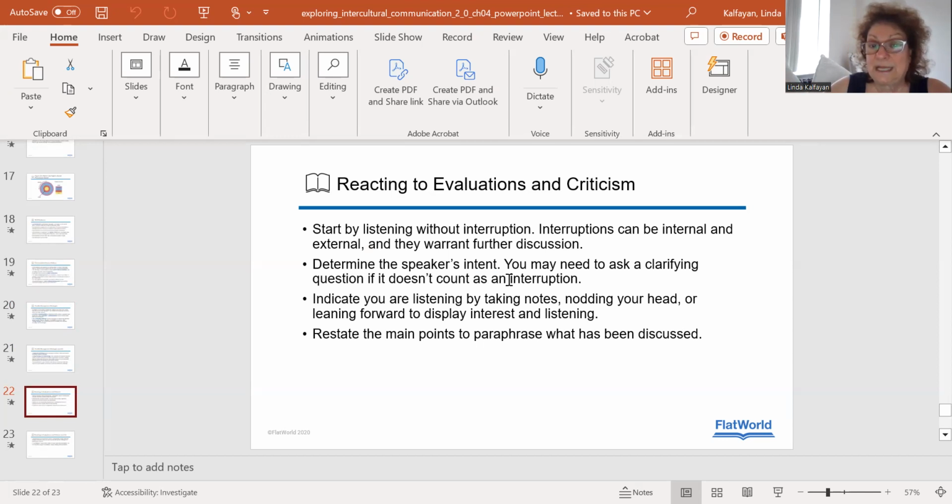Determine the speaker's intent. So again, when you are starting a conversation, when you're listening at a workplace meeting, you need to ask a clarifying question if it doesn't count as an interruption. We always like verification because that gives us more information. Indicate you are listening by taking notes or nodding your head or leaning forward, but do not forget eye contact, and don't nod your head too much, because a nod is what you would give when you're finished and want someone else to reciprocate. A nice head nod could give them the idea that it's their turn to speak. And restate points that you've discussed.